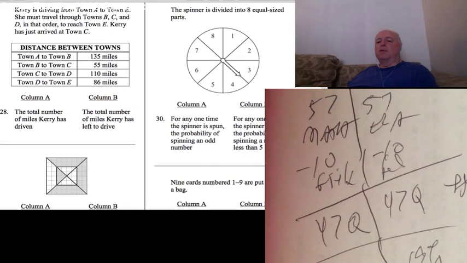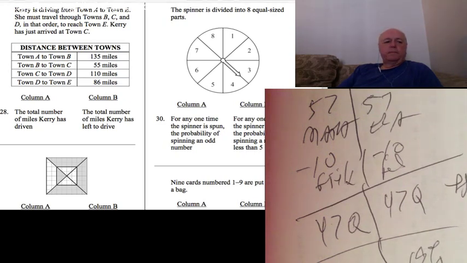28 is another one that's not really at the depth of a SHSAT question, but it's still testing your ability to read and make sure you're understanding this, because part of your mathematical accuracy is your reading accuracy, making sure you understand what the problem is saying, mapping words into math. So 28 says, Kerry is driving from town A to town E. Let me just make sure this is showing on your screens. Yeah, it seems to be. She's going from town A to town E. She must travel through towns B, C, and D in that order.